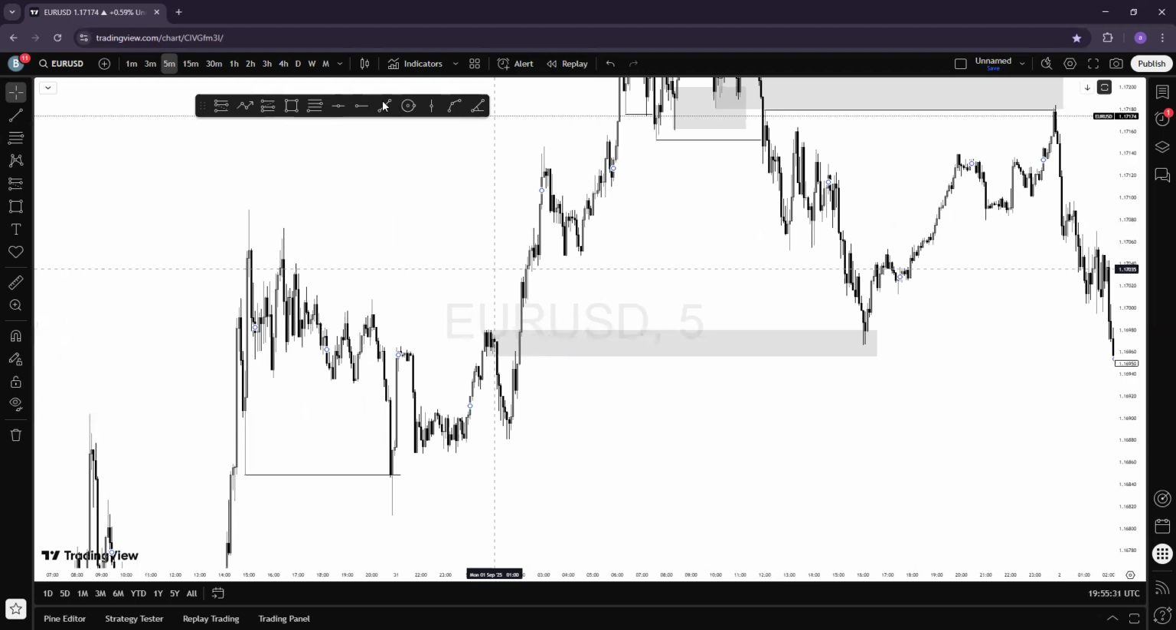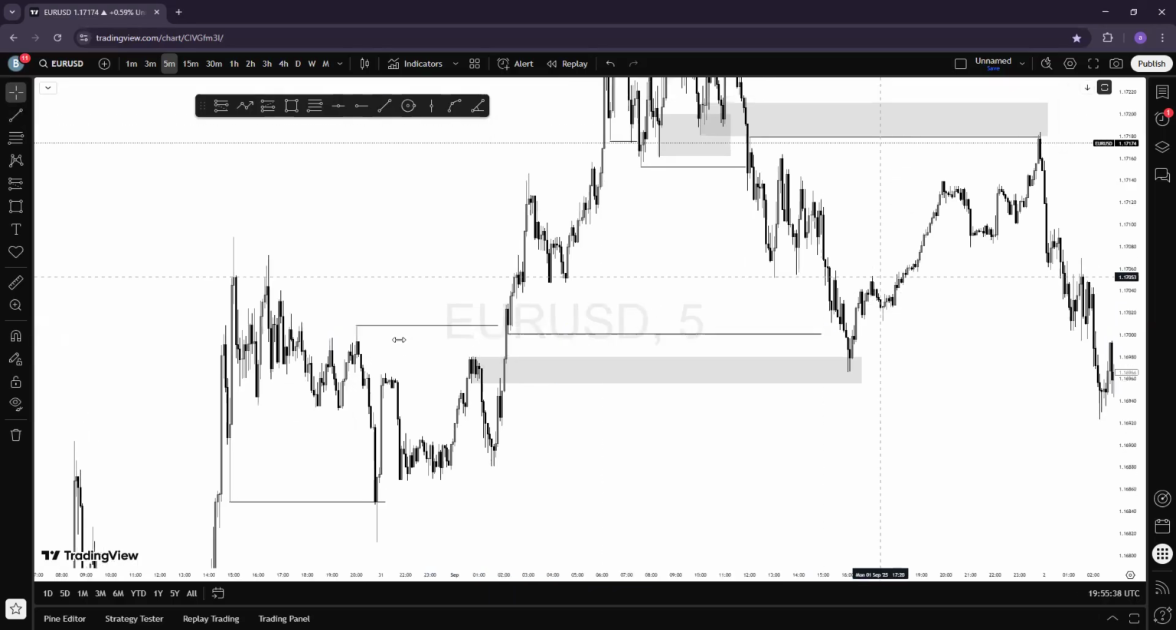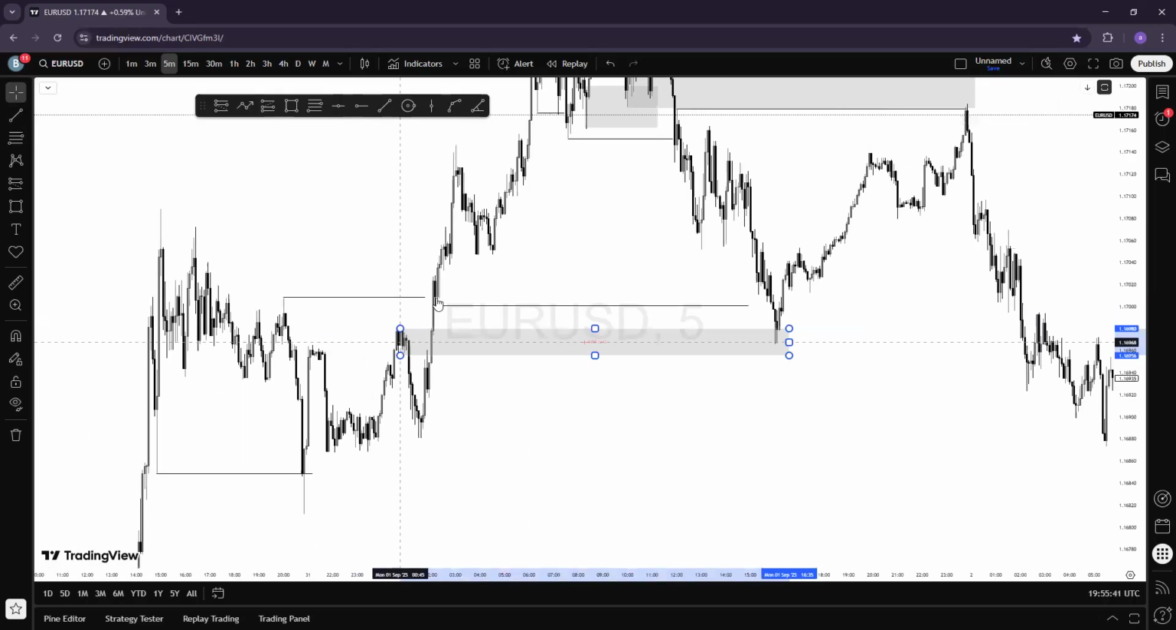Now let's take a look at it. The market broke this particular level, and then this is the first pullback. So this is our liquidity level. This will be my first POI because it is closer to the liquidity level.